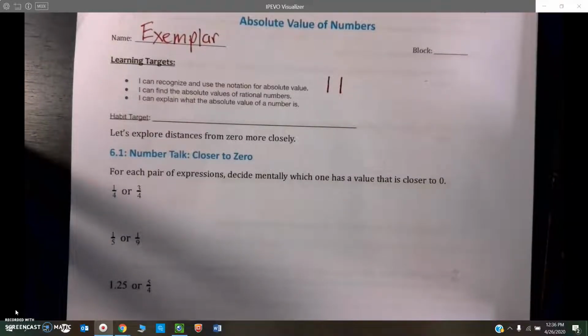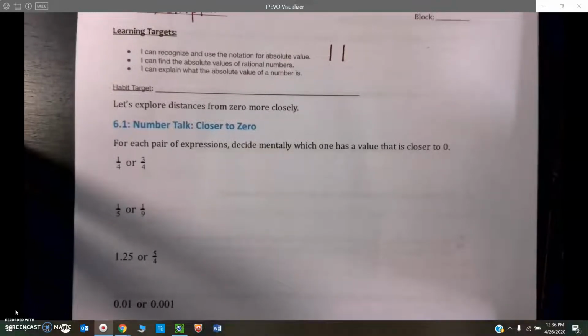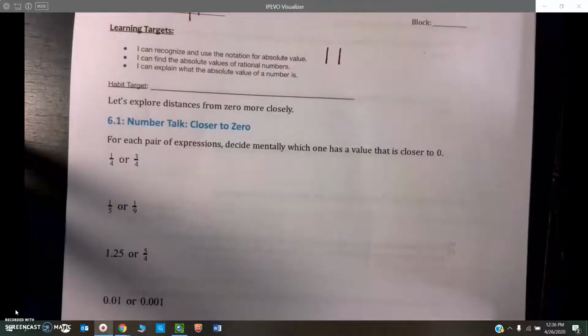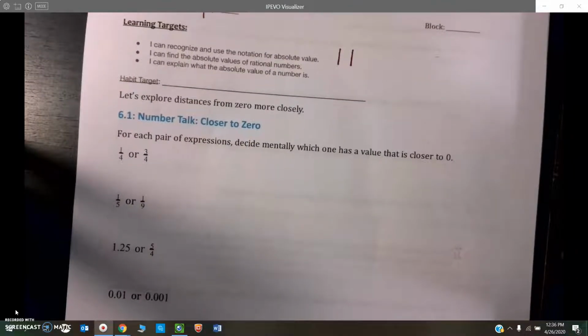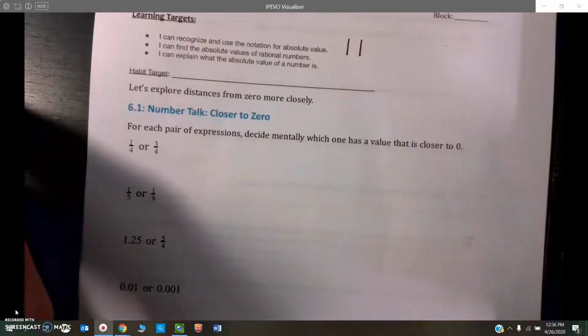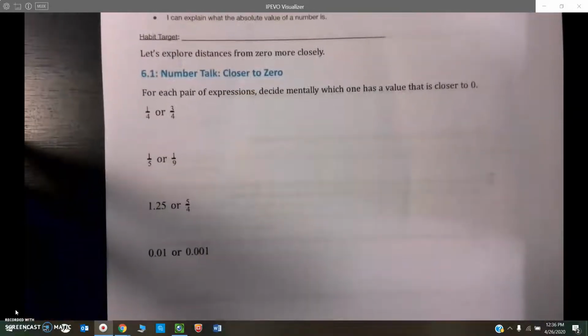I can find the absolute values of rational numbers. And 3, I can explain what the absolute value of a number is. So our whole discussion today is going to be on this new idea of absolute value. For our first activity, it says for each pair of expressions, decide mentally which one has a value that is closer to 0. For each of these, there are 4 different questions, each with 2 numbers. And we're thinking about distance from 0.